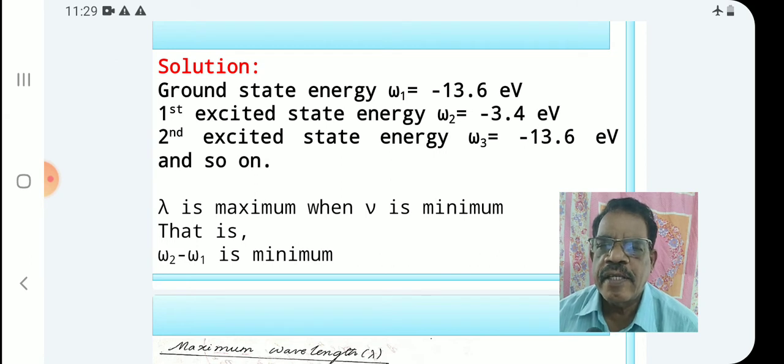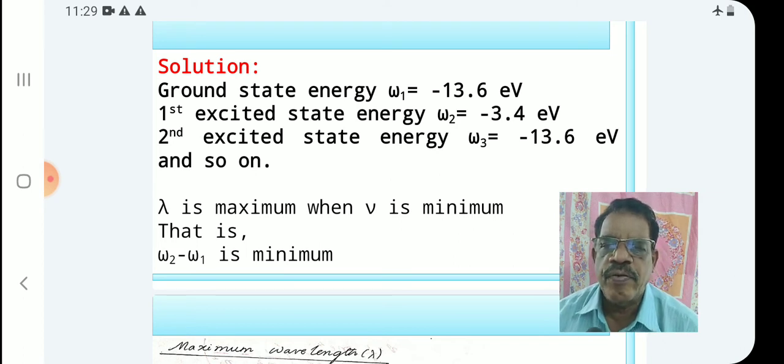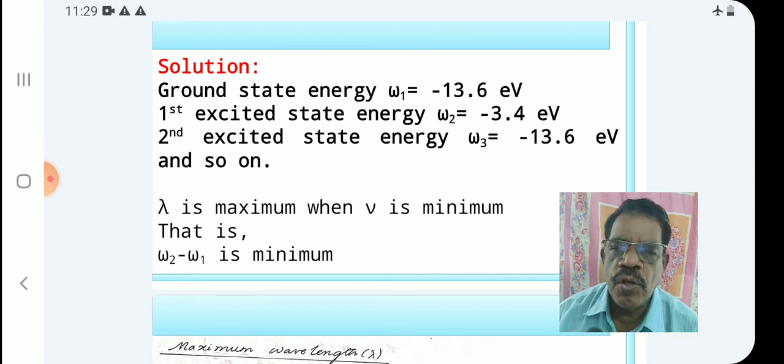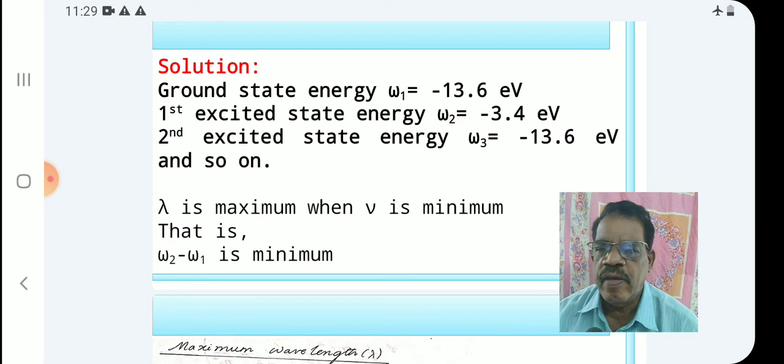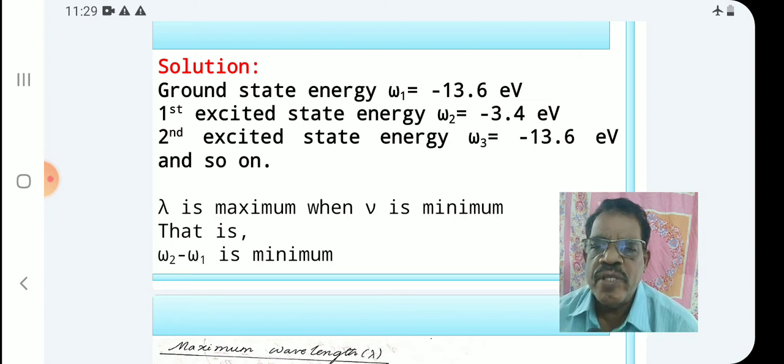The ground state energy is -13.6. The first excited state energy is -3.4, that is 13.6 by 2 square. Second excited state energy W3 is -13.6 by 3 square. 3 square is missing, you have to write it there. -13.6 by 3 square eV is equal to -1.51 and so on. Lambda is maximum when nu is minimum.